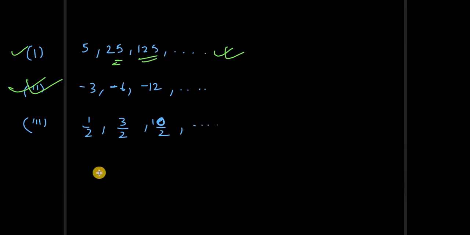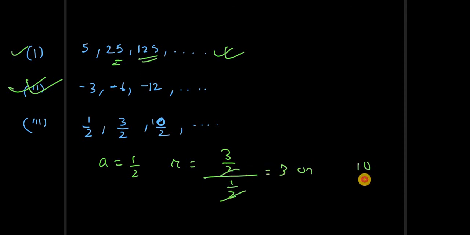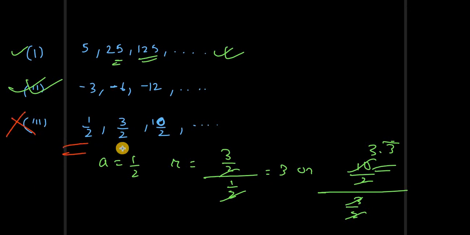Now going ahead with the third one, a is half, and let's see our common ratio: 3 by 2 whole by 1 by 2, that is 3. In this case, 10 by 2 and 3 by 2 is something like 3.333. So obviously this sequence is not in geometric progression.